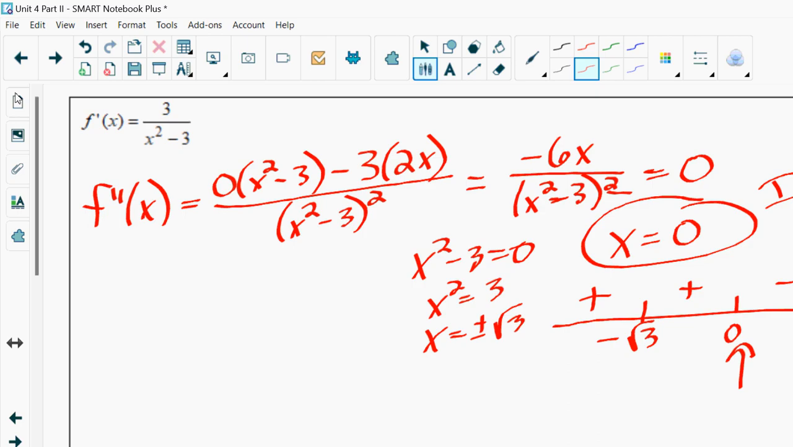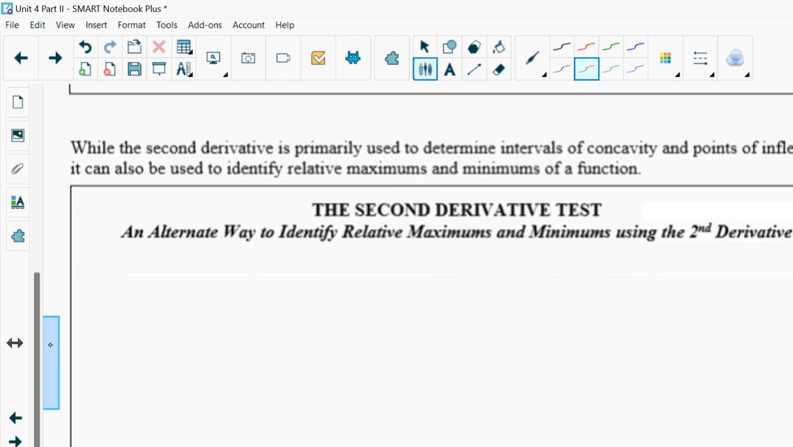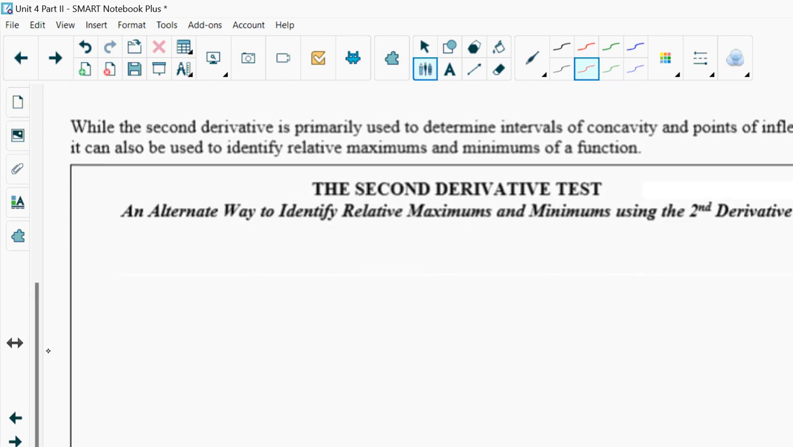I got one more quick thing to show you, and I'm going to show you this really quick because I don't think it's very useful. It's something I'm supposed to teach you, and maybe it works every now and again. But since we're talking about the second derivative, we can also talk about the second derivative test.